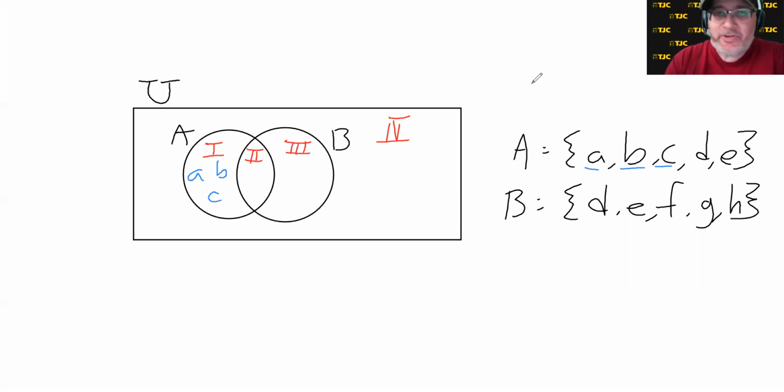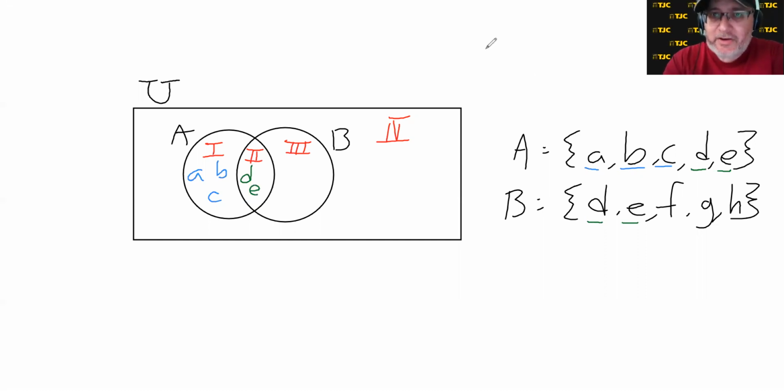But what about region 2? Who would go in region 2? Well, D would go in region 2 because it's in both sets A and B, but so would E. So D and E would go in region 2.